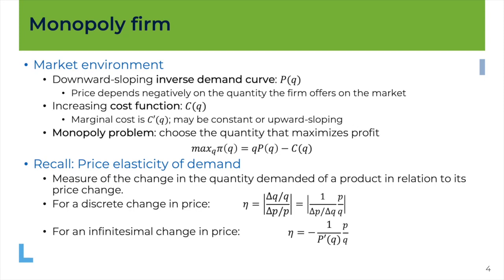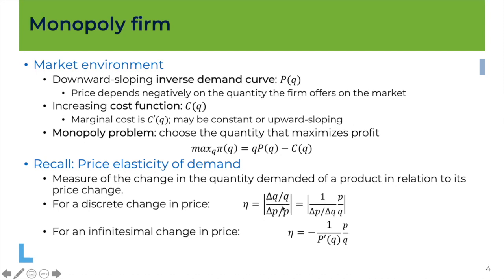It measures the change in the quantity demanded of a product in relation to its price change. We use the letter eta here, and we take absolute value because we want to have a positive number. This is a convention that we take. You probably remember, we take the ratio between the percentage change in quantity, delta Q over Q, given a percentage change in price, delta P over P. So basically it tells you if we increase the price by 1%, by how much will the quantity demanded decrease. The two ratios here have opposite signs, and that's why we take the absolute value.